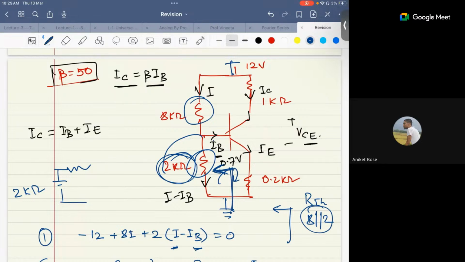But sir, even with the current IB, what about the 1 kilo ohm and 0.2 kilo ohm? Which 1 kilo ohm? The right one, from which IC is going? But you are looking from here, right? You are just looking from here, so this whole BJT is your load.